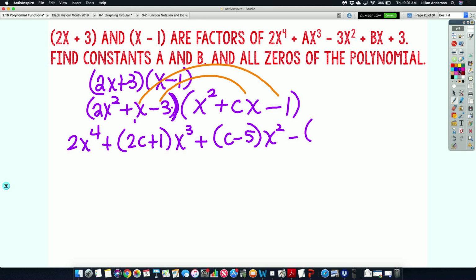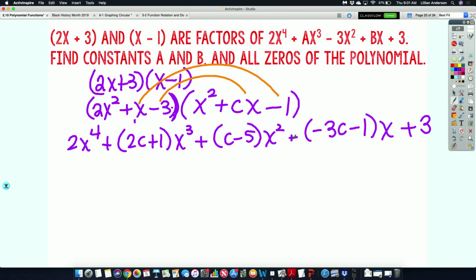So what will that be? Well, a negative 3c, then minus 1x. And then the last one will be a positive 3. Wait, was it negative or positive? Oh, no, that should have been a plus. I don't know why I put a minus. My mistake. We good?